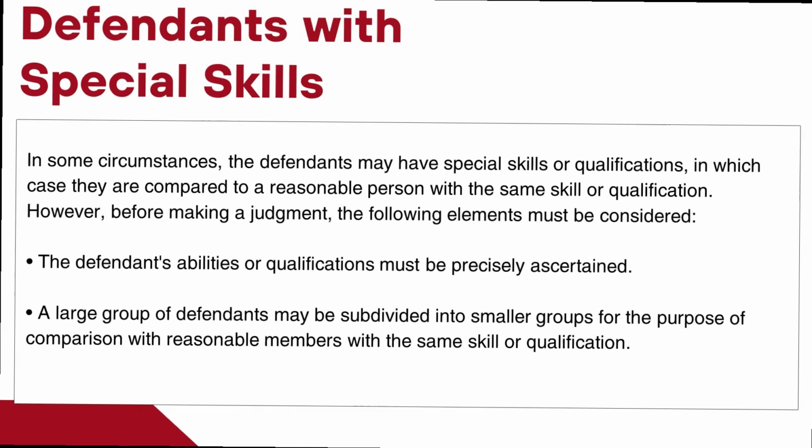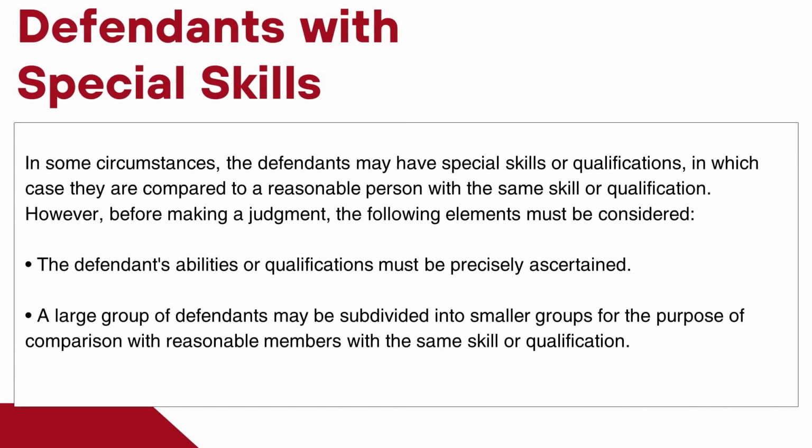This differs when the defendant has any special skills. In some circumstances, the defendants may have special skills or qualifications, in which case they are compared to a reasonable person with the same skill or qualification. However, before making a judgment, the following elements must be considered. The defendant's abilities or qualifications must be precisely ascertained. A large group of defendants may be subdivided into smaller groups for the purpose of comparison with reasonable members with the same skill or qualification.